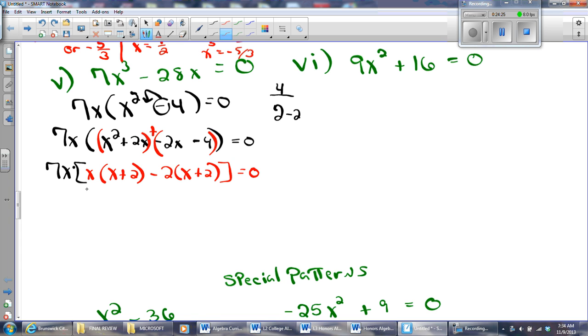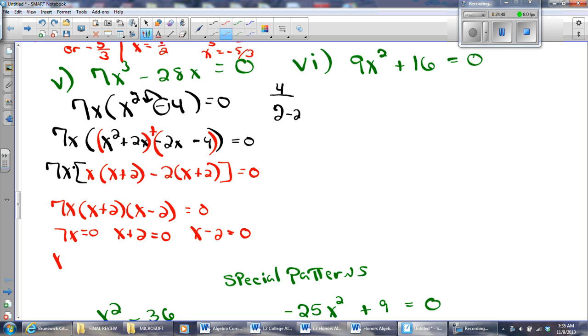Okay, now the 7x is out front, and I'm going to be able to drop the bracket now, and I'll have an x plus 2 as a quantity, and then an x minus 2 would be left over. All right, so 7x equals 0, x plus 2 equals 0, and x minus 2 equals 0. And so x could equal 0, 2, or negative 2. Right? Okay.